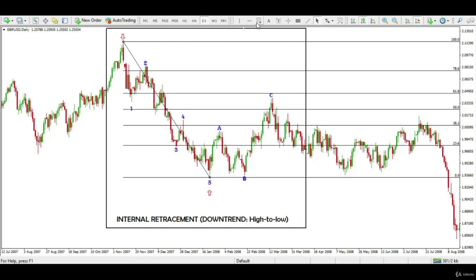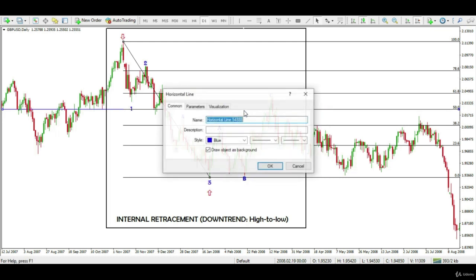Guys, we can see that price respected the 50% internal retracement on pound dollar. This is where I place my solid line. This is the line I will always use for internal retracements.